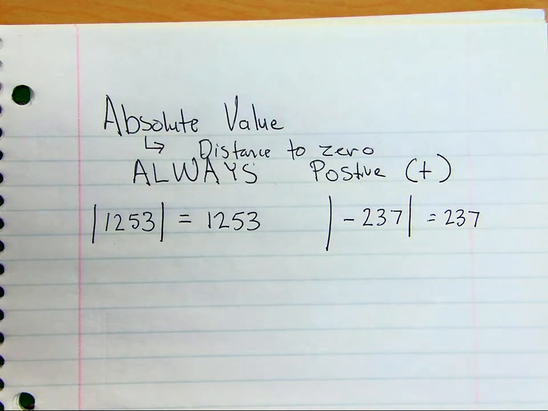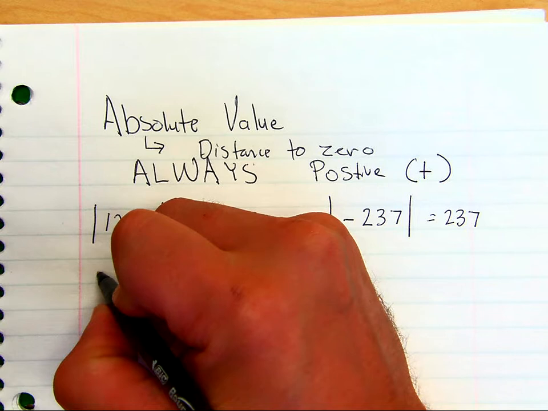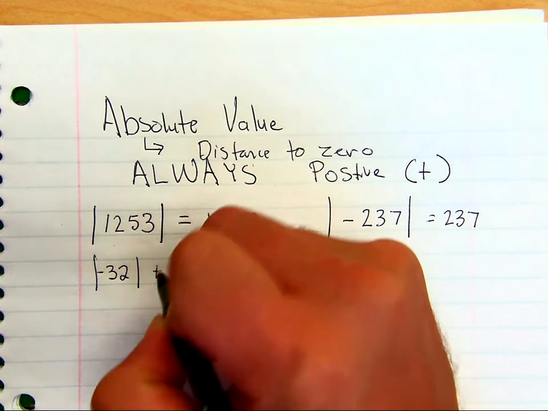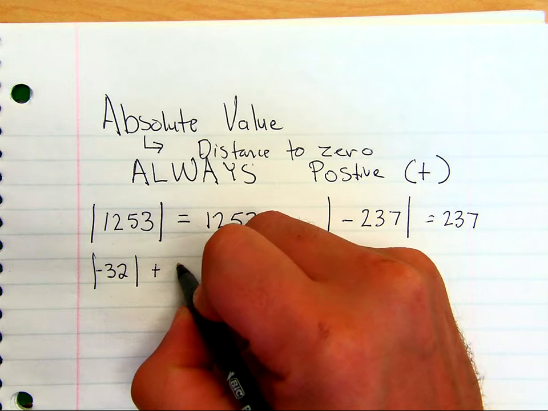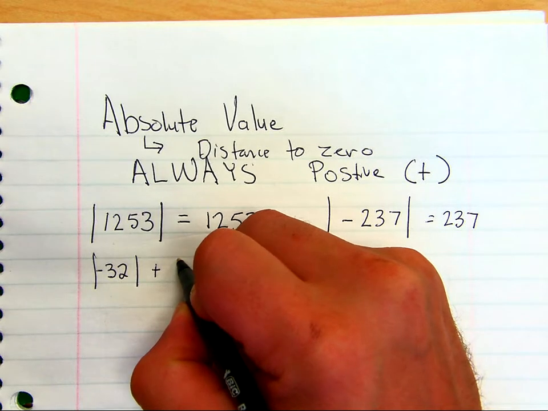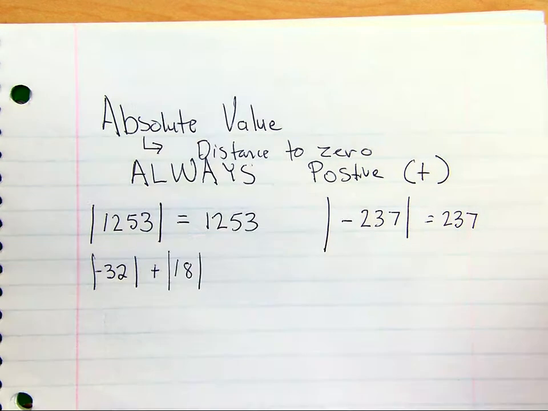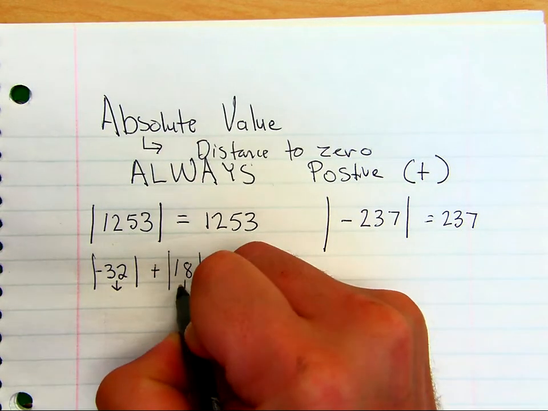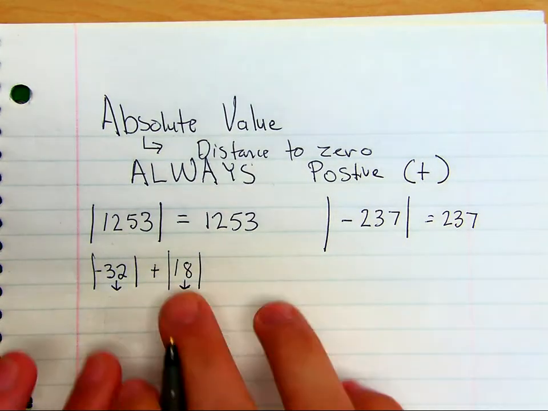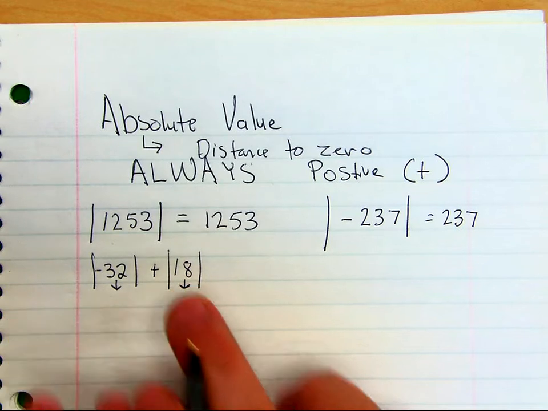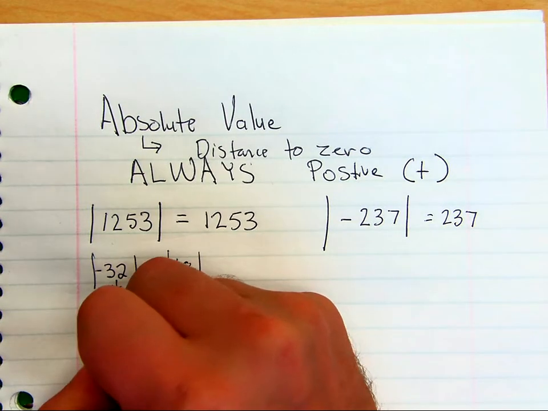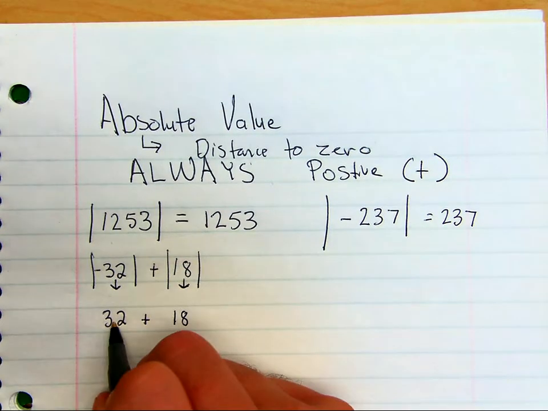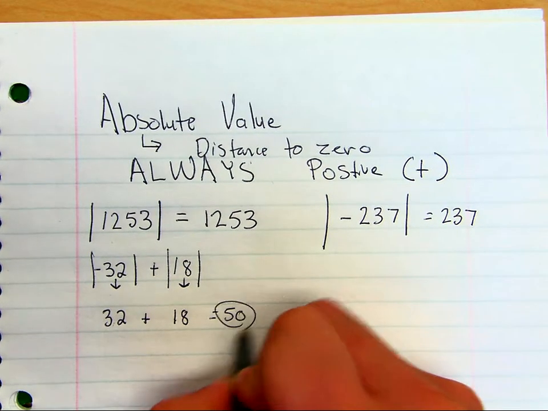Taking a step up, we could say something like the absolute value of negative 32 plus the absolute value of 18. Well, I would first take the absolute value here, kind of like parentheses. They're not parentheses, but you want to work everything out inside first. So the absolute value there would be 32. The absolute value there would be 18. 32 plus 18 is going to be 50.